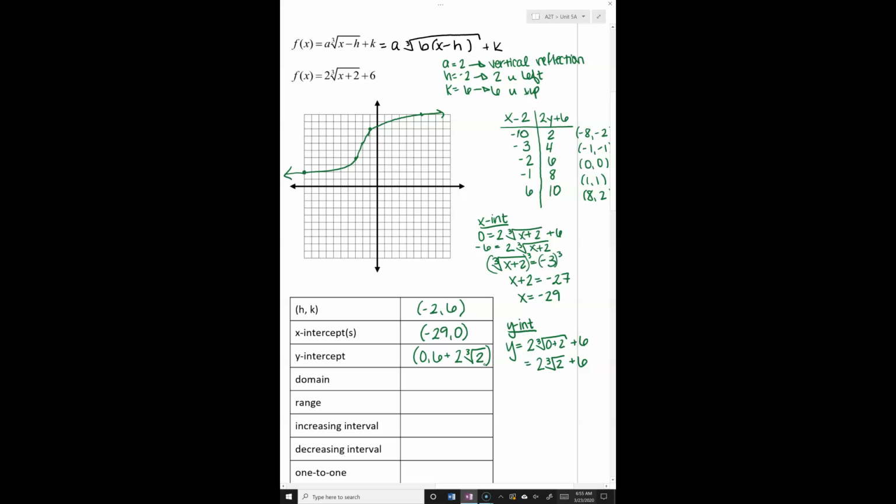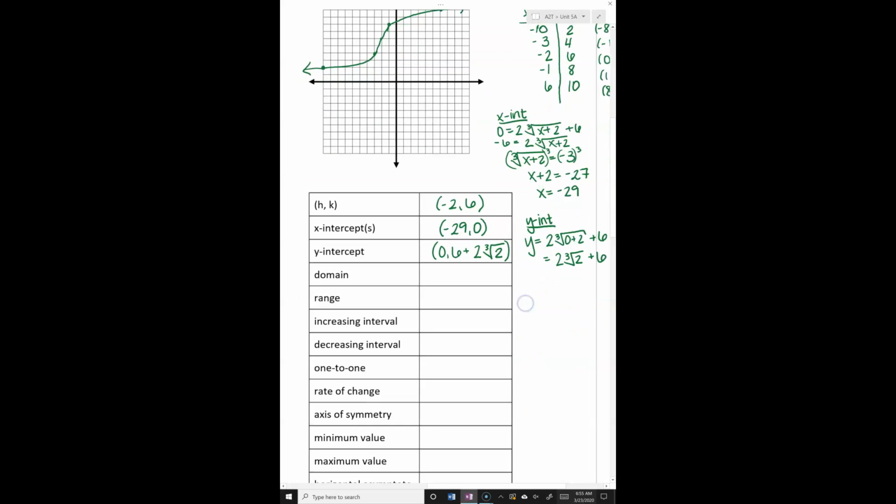All right, nice job, guys. Domain and range, all real numbers. We saw that last time, or negative infinity to positive infinity. You know how much you guys like writing the infinity symbol?